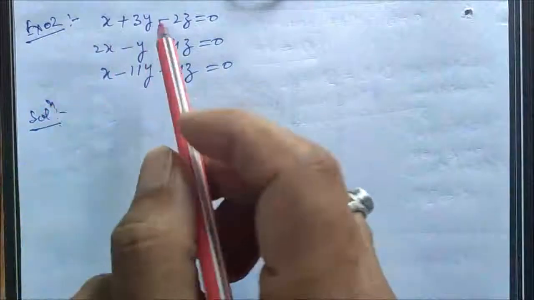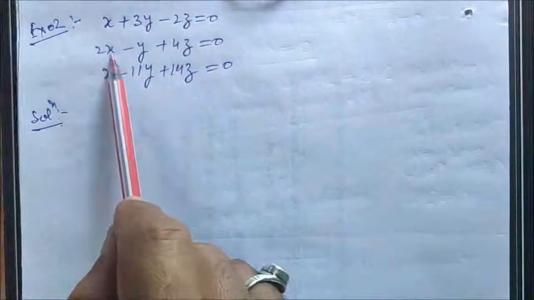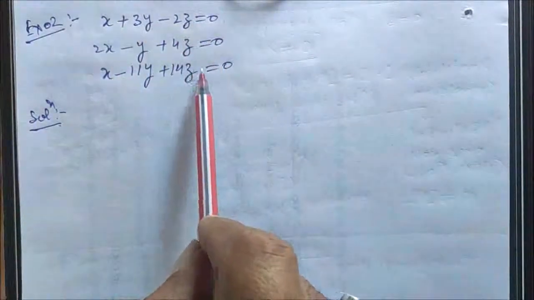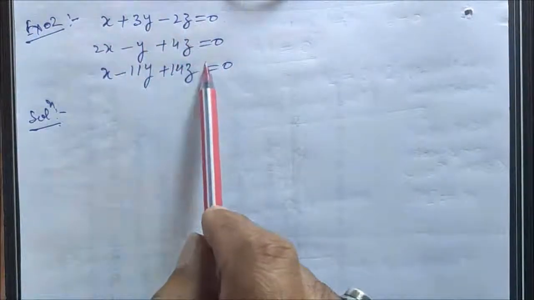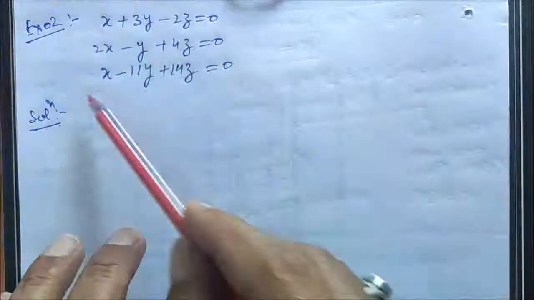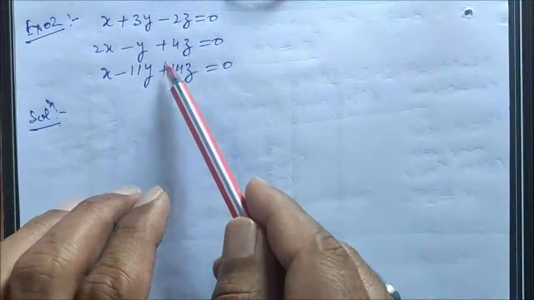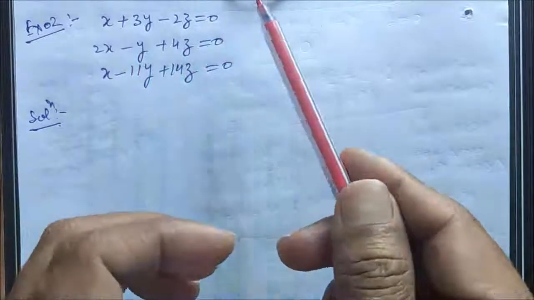Let us take another example. x plus 3y minus 2z is equal to 0. 2x minus y plus 4z equal to 0. x minus 11y plus 14z is equal to 0. So these are homogeneous linear equations, a system of linear equations. Now we have to check whether this system has only the 0 solution or it has a non-zero solution.